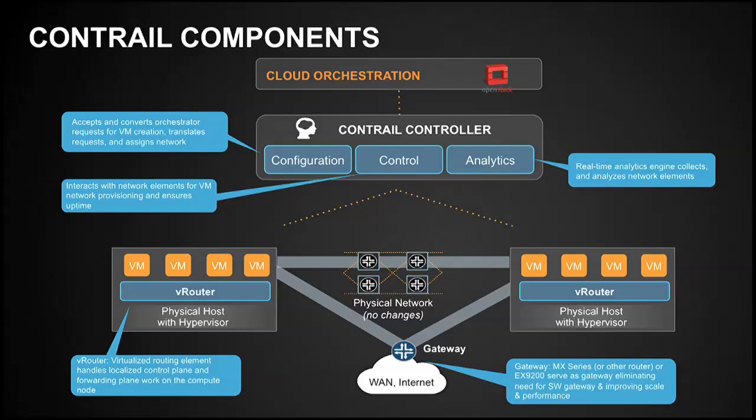The controller itself is comprised of three different software modules, the control piece, the config piece, and the analytics piece. The config piece is responsible for translation of the high-level abstract definition of your overlay picture into the lower-level data model, and hands over that data model to the control. The control then speaks XMPP to the vRouters and programs the vRouter to instantiate that picture in the overlay.